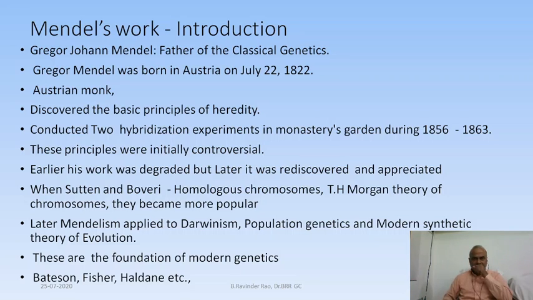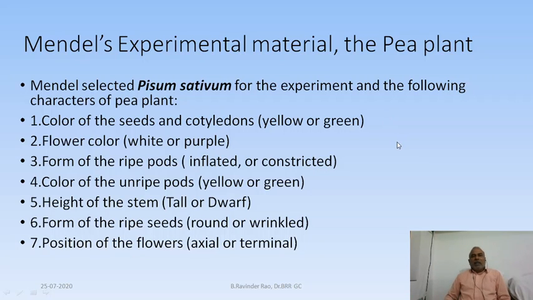So friends, it's very important to know about the basic principles explained by Gregor Johann Mendel. Mendel's experimental material was the pea plant, that is Pisum sativum. He selected many characters in it, but he got proper results only from these 7 characters. The 7 characters in pea plant selected by Mendel for his experiments are: color of the seeds or color of the cotyledon, which has 2 forms, yellow and green; flower color, white or purple; that may be seed coat color also.